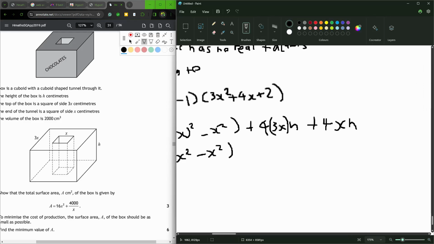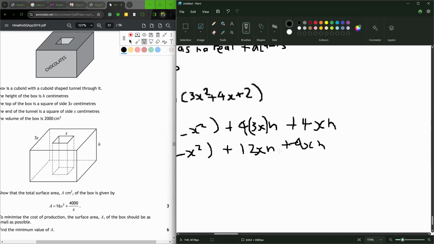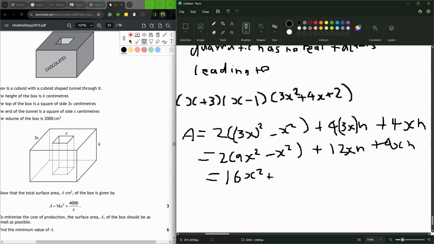Plus 4, 3x squared, so that would be 12xh plus 4xh. And then we can combine these. So 9 minus 1, that's 8, and 8 times 2, that's 16x squared, right? And then if we add these two together, they've got the same like terms. So it'll be xh from both of them, which means it's 16xh.